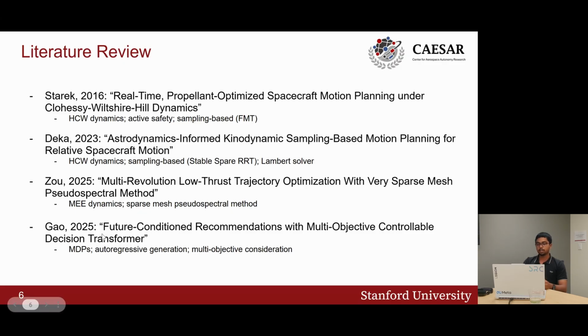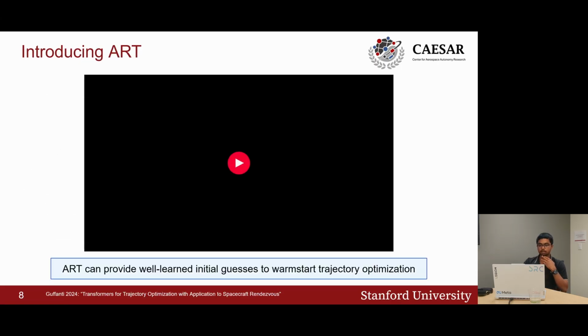There have been some new methods which do consider multiple objectives. The most recent one considers multiple objectives, but it is not specific to orbital astrodynamics. It's very generalized to MDPs. SLAB has also been working on something very similar, which is the autonomous rendezvous transformer, which can be made specific for orbital mechanics, and which is what I'll be talking about.